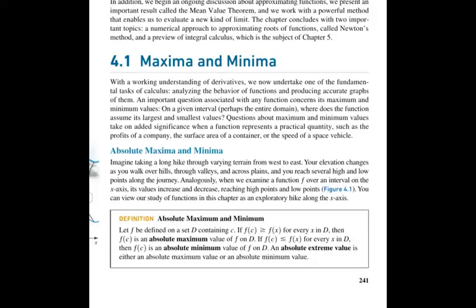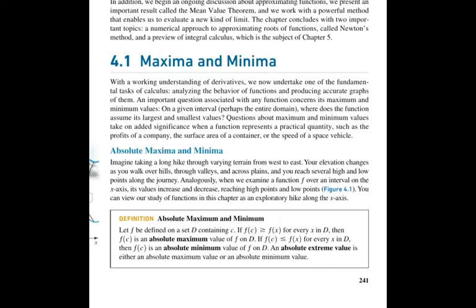So we're going to let f be defined on a set D containing c. If f of c is greater than or equal to f of x for every x in the domain, then f of c is called the absolute maximum, and analogously for the absolute minimum. Basically, in a graphical sense, an absolute maximum is just going to be the peak of a mountain, and the absolute minimum is going to be the bottom of a valley. We say an absolute extreme value is either an absolute max or an absolute min.